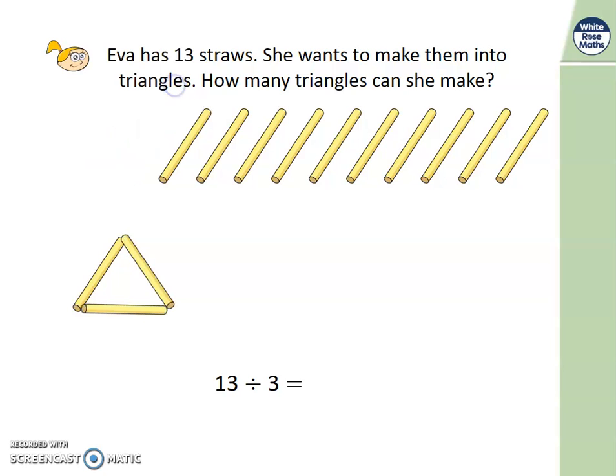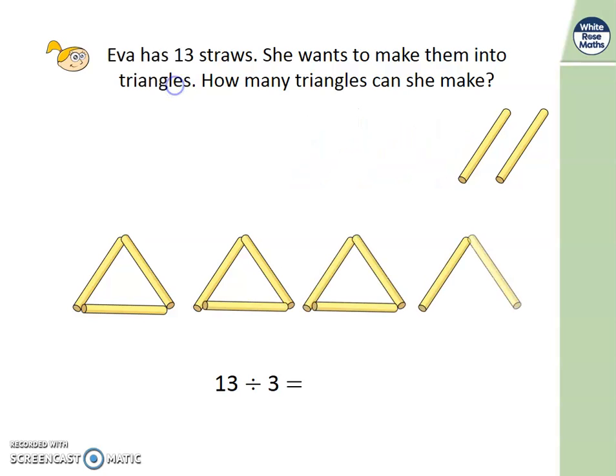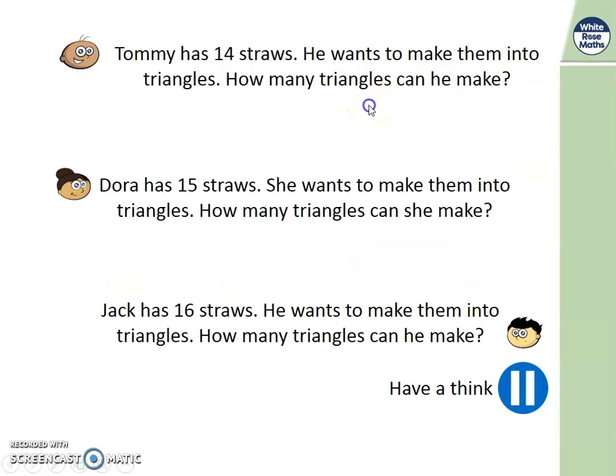1, 2, 3. That's made 1 triangle. 2 triangles. 3 triangles. 4 triangles with 1 straw left over. So she has been able to make 4 triangles with 1 straw left over. As a calculation, 13 divided by 3 is 4 with a remainder of 1 straw. So how many whole triangles can she make? She can make 4 whole ones. We don't need to worry about the 1 extra because it only asks us how many she can make.